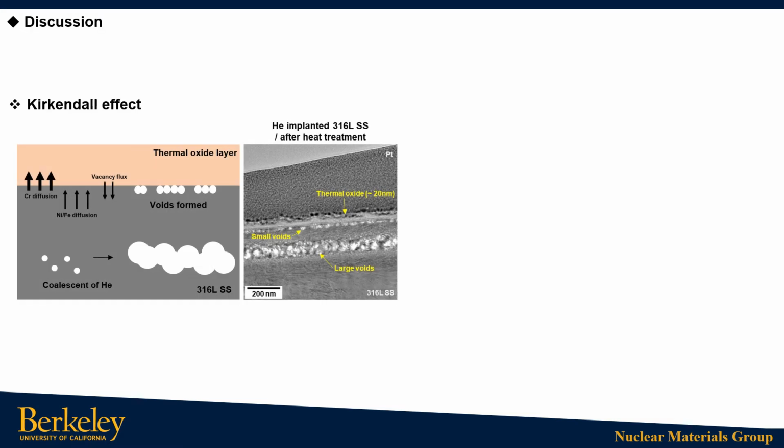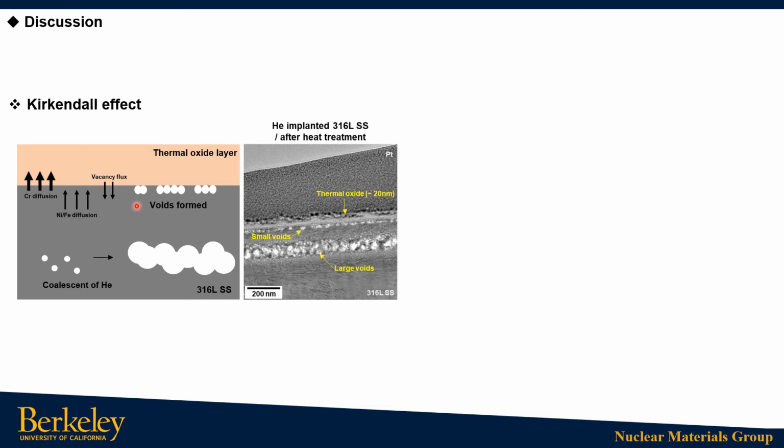This result was justified using the Kirkendall effect and the point defect model. In the case of the small void region, Kirkendall voiding can occur in the metal beneath the oxide because nickel, iron, and chromium transport rates in FCC stainless steel differ. Chromium diffusion to the surface leads to a vacancy flux into the metal, so this is the Kirkendall effect leading to pores underneath an oxide layer.